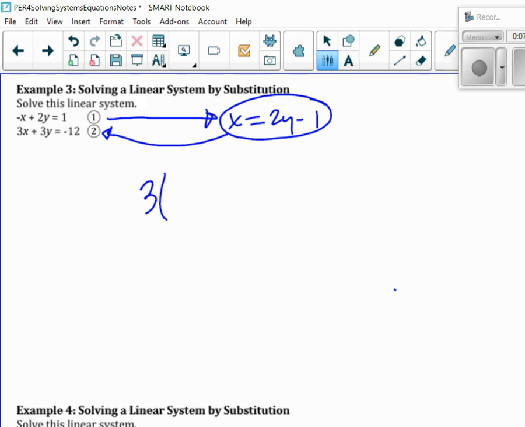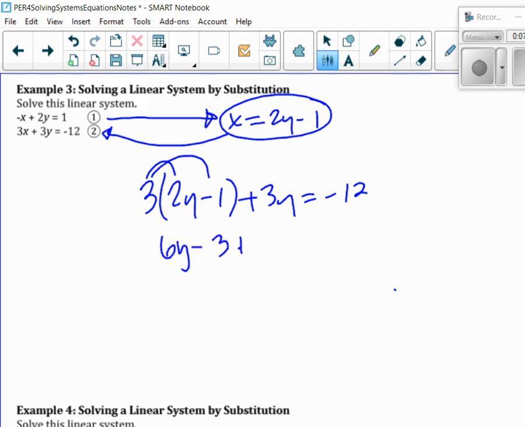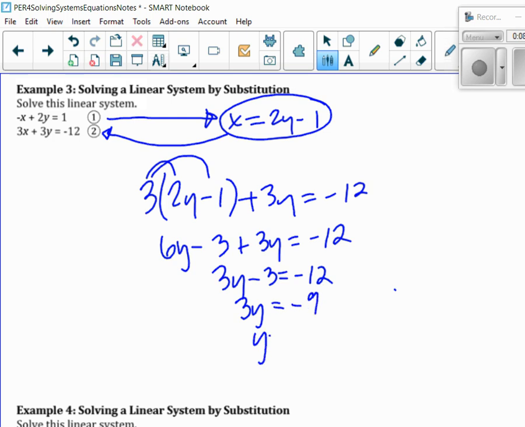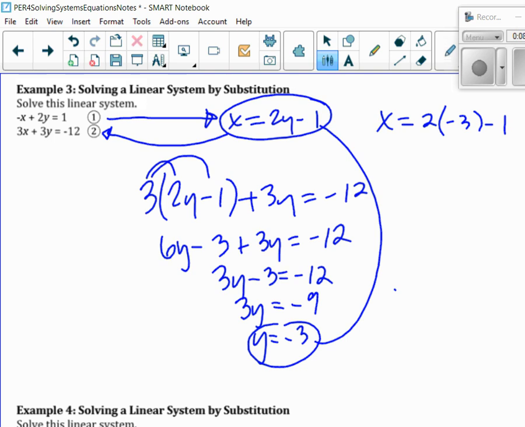So 3 times 2y minus 1 plus 3y equals negative 12. Multiply it in, I get 6y minus 3 plus 3y equals negative 12. So 3y minus 3 equals negative 12. Add 3, I get 3y equals negative 9. And then y equals negative 3. Then I take that, sub it back into there. I get x equals 2 times negative 3 minus 1.